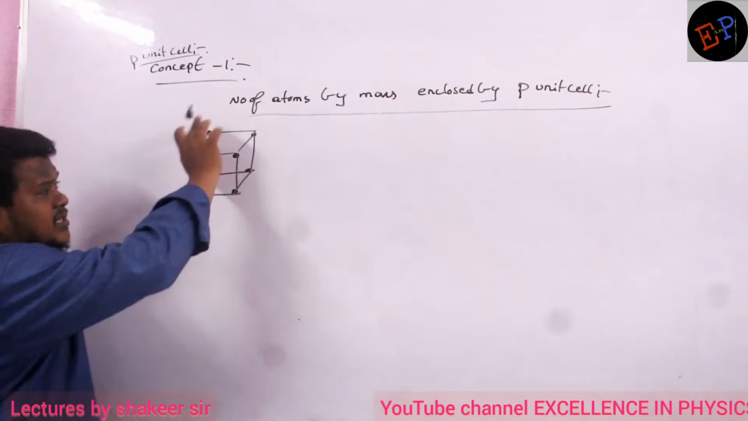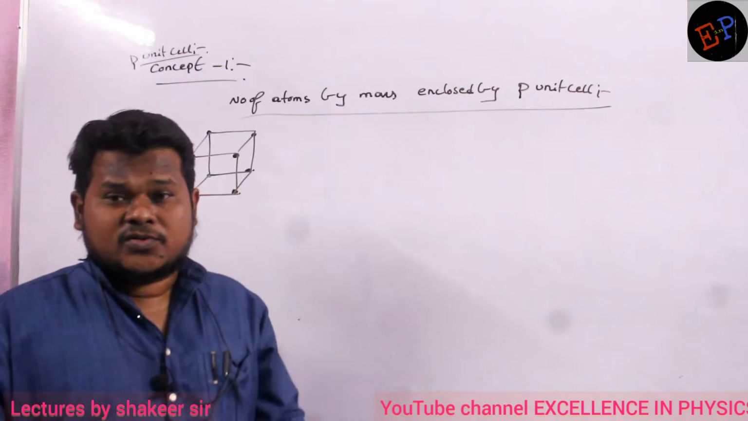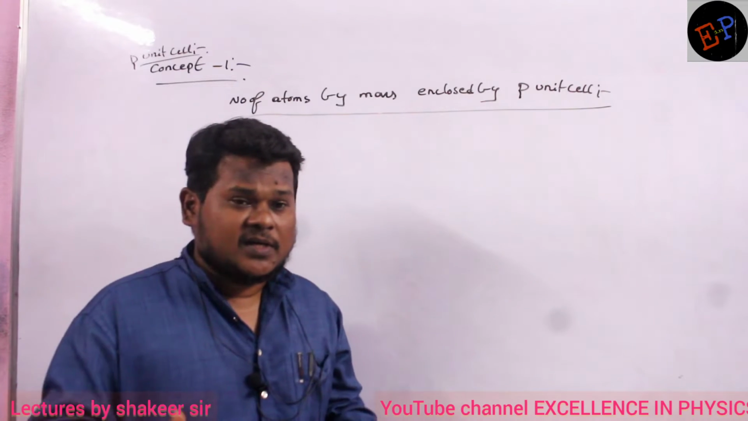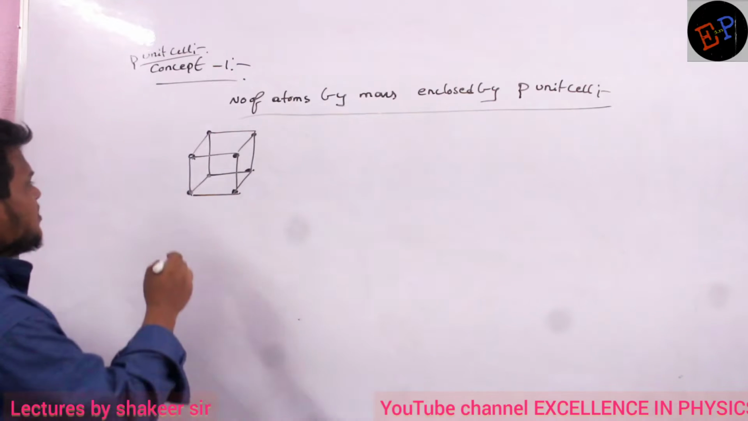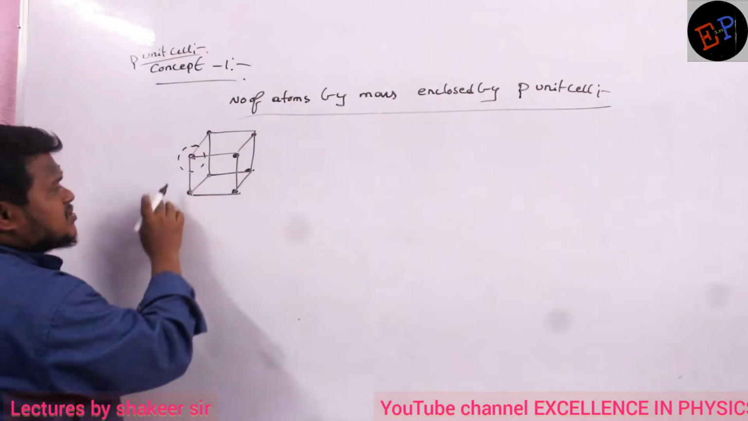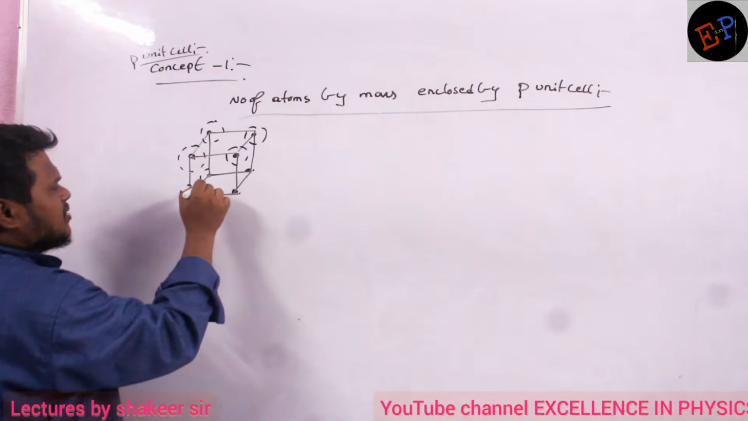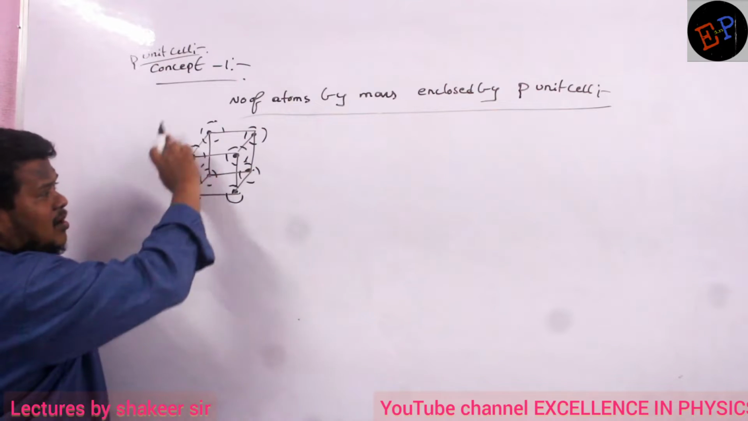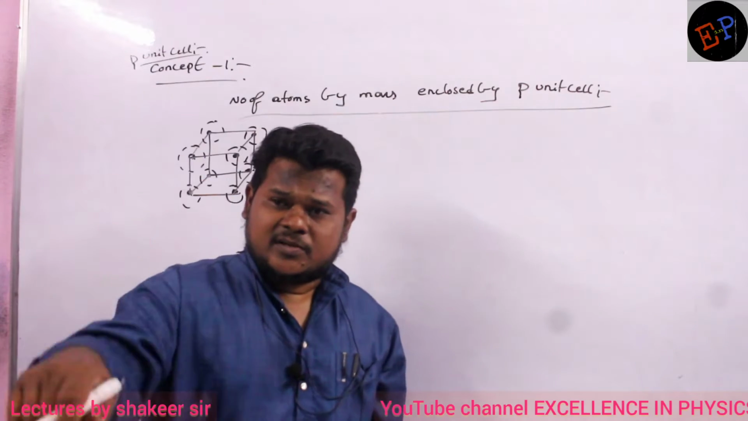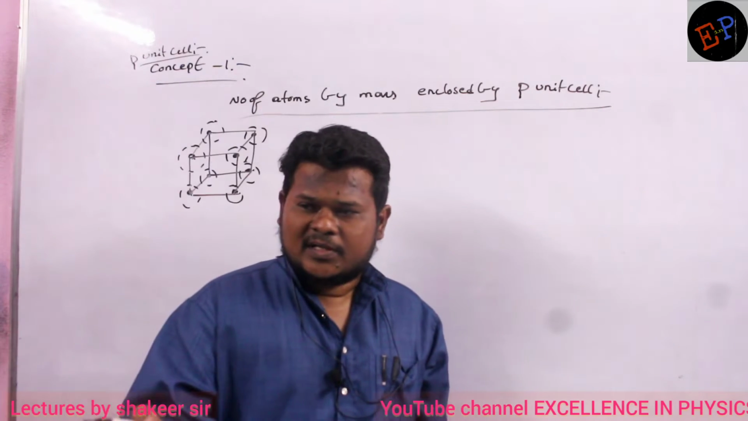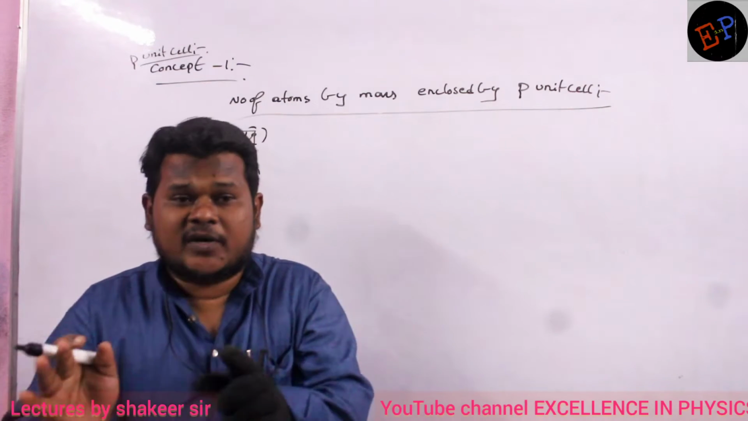See, at each corner there is one atom, no? ఒక్కొక్క కార్నర్ దగ్గర ఒక్కొక్క atom ఉంది. So finally, this primitive unit cell is enclosing how many atoms by mass? Here there is one atom, here another one, here another one, and so on. All these atoms, are they enclosed by this unit cell? Primitive unit cell, is it enclosing all the atoms? No, it is enclosing only part of the atoms.